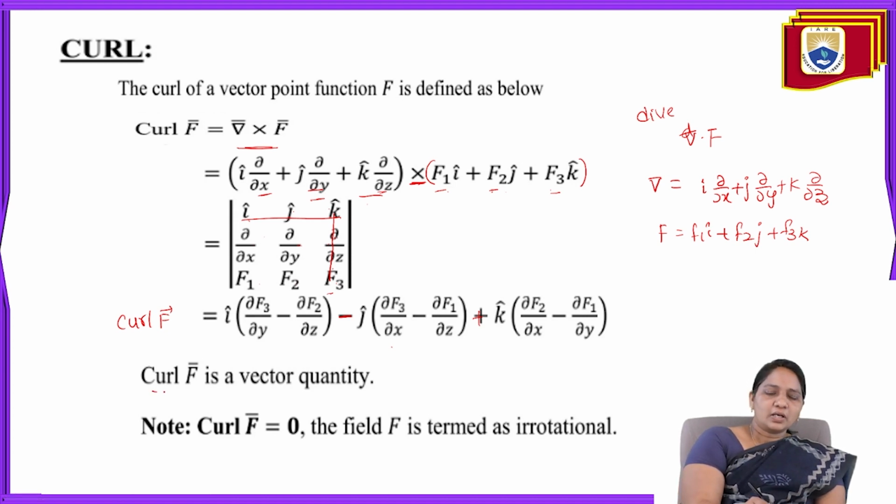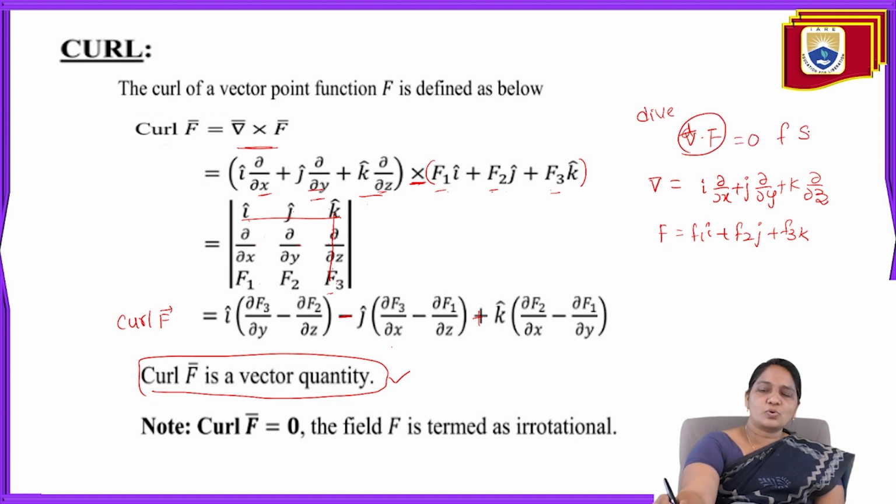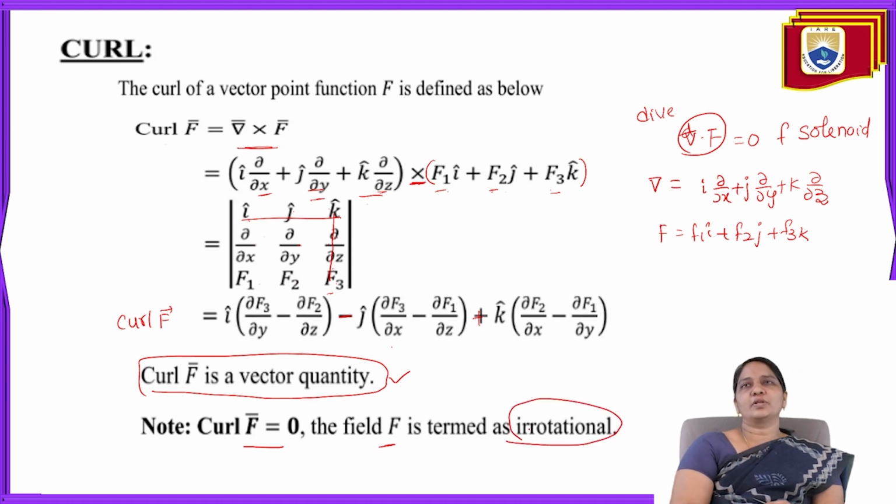Here curl f bar is a vector quantity. Divergence is a scalar quantity, we will get a scalar value. When you are doing the cross product, we are getting a vector quantity. And here if divergence f is 0, then we can say that f is solenoidal. If curl f is 0, then we can say that f is irrotational. These are the basic points we should remember about the formula and the note points.